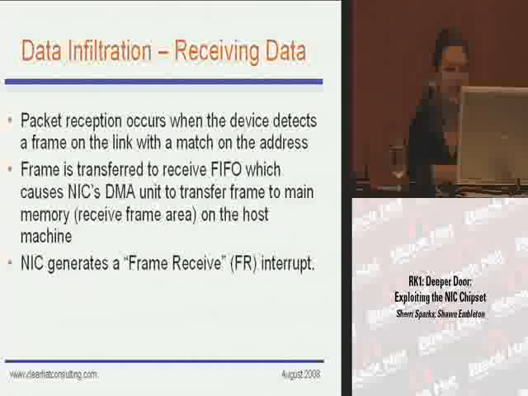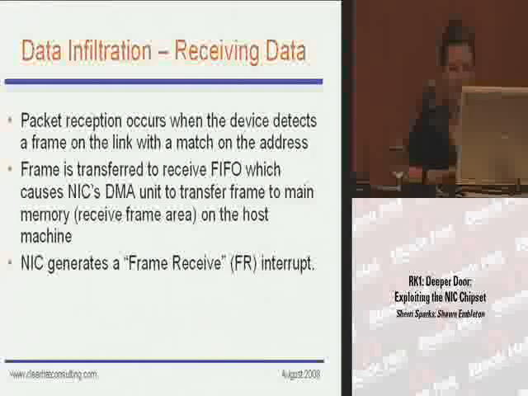So packet reception occurs when the device detects a frame on the link with a match on the address. When a match is detected, this causes the frame to be transferred to the receive FIFO, which causes the NIC's DMA unit to transfer the frame to main memory. Once that frame has been transferred, the NIC generates a frame receive, or an FR, interrupt.